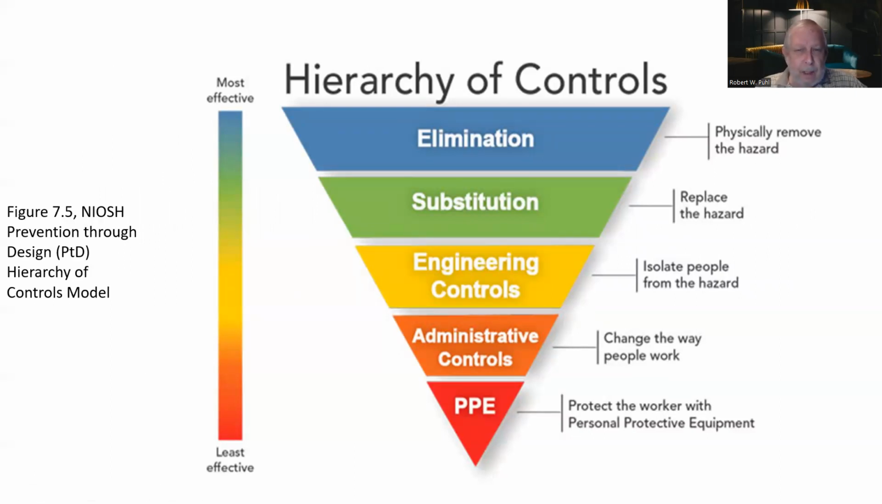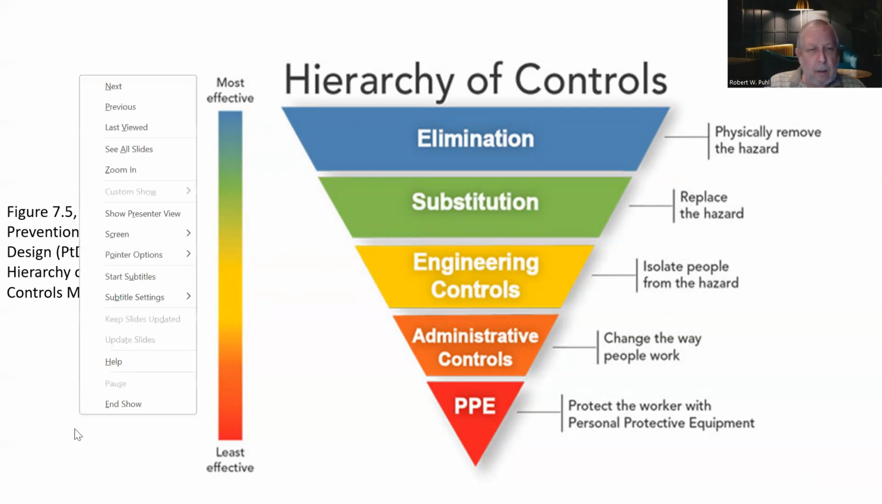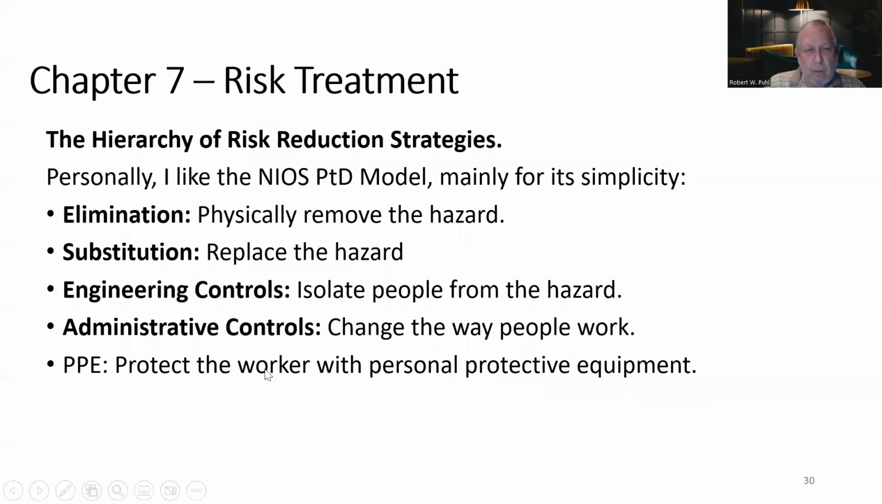It starts at the top: elimination, physically remove the hazard; substitution, replace the hazard; engineering controls, isolate people from the hazard; administrative controls, change the way people work; PPE, protect the worker with PPE. And this is from the NIOSH Prevention through Design Hierarchy of Controls model. And we're going to just look at it. Personally, I like this one the best, mainly because it's really simple. It's 5 things, and they come right out and make a pretty succinct, clear statement of what they do.